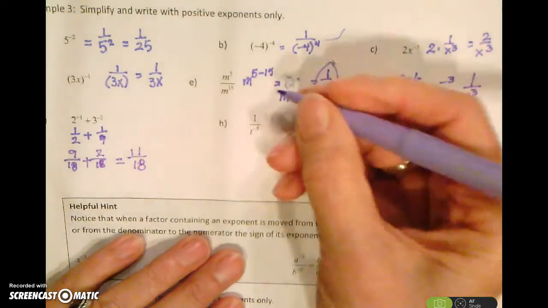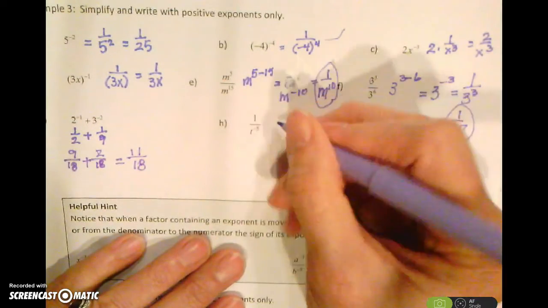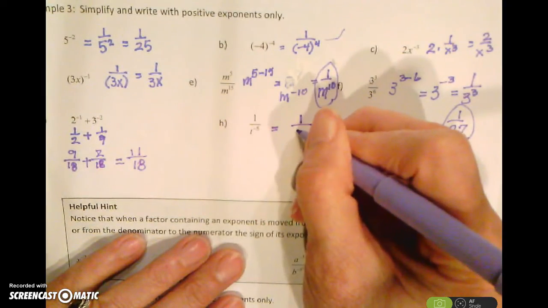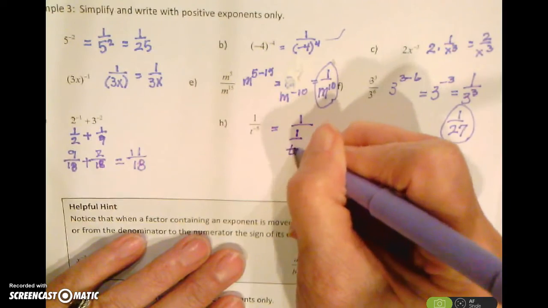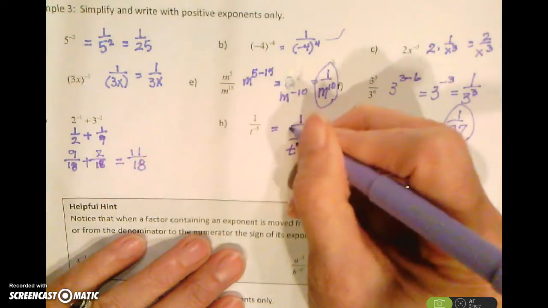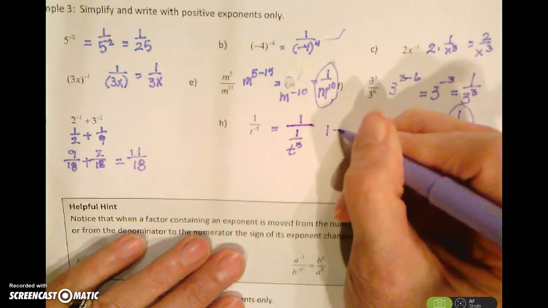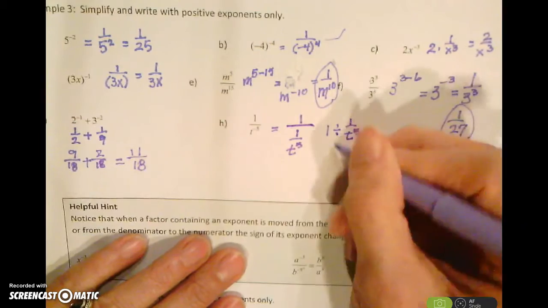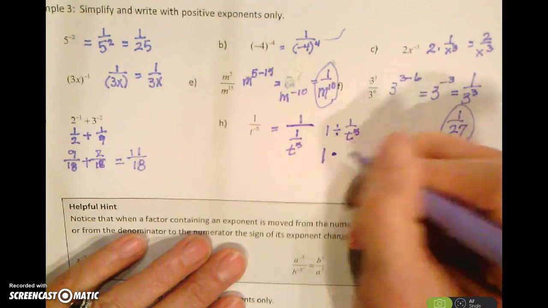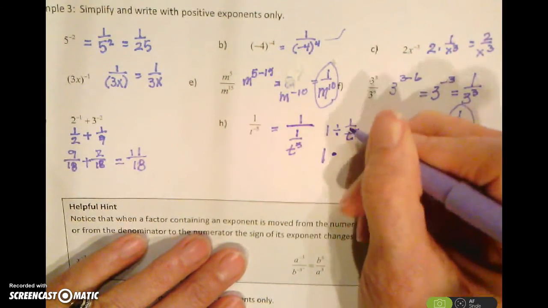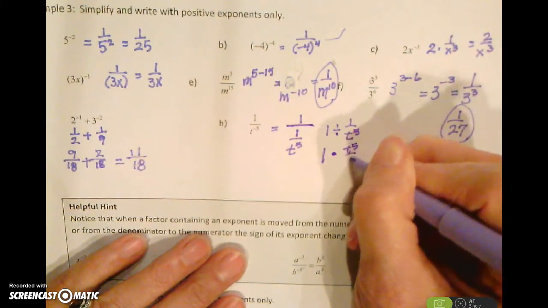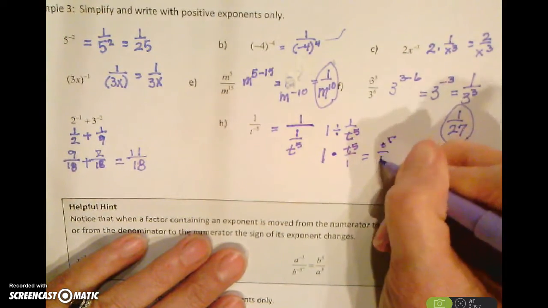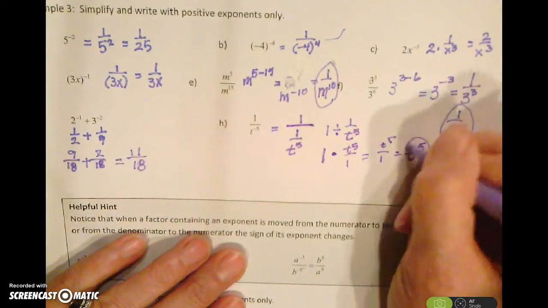11/18. And then finally, I have 1 over t to the negative 5, which in the denominator now, I have my negative exponent. So that's 1 over t to the positive 5. So this line means to divide. So I got 1 divided by 1 over t to the positive 5. And then with fractions, you change to multiplication of the reciprocal. So then you get this t to the 5th over 1. So t to the 5th over 1, of course, is just t to the 5th.